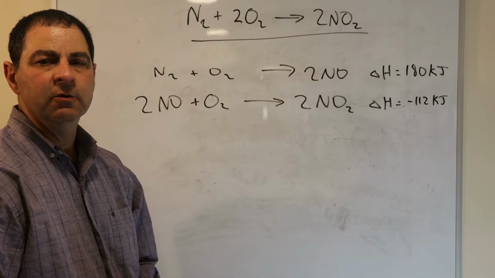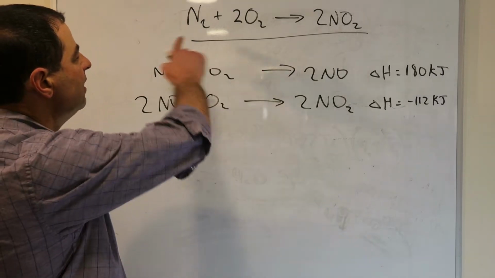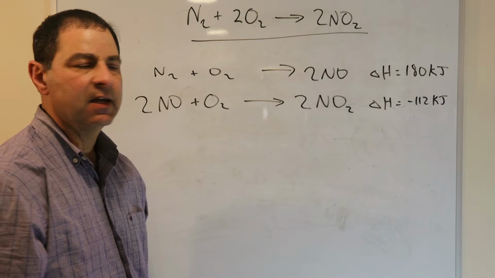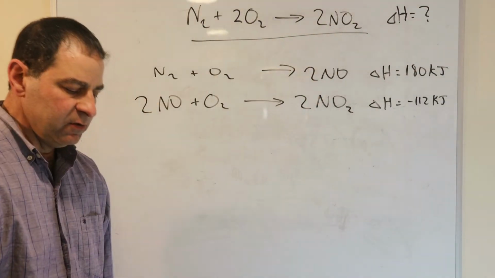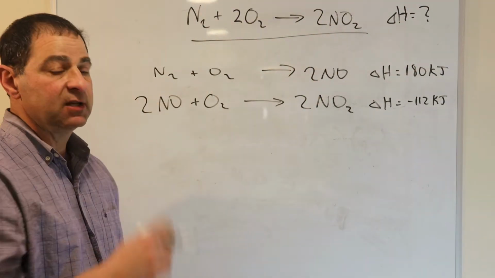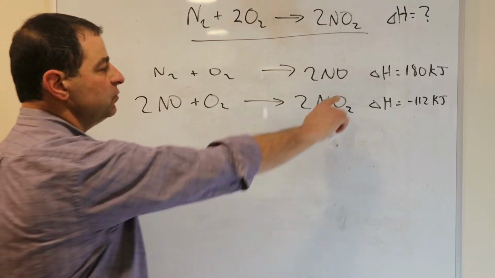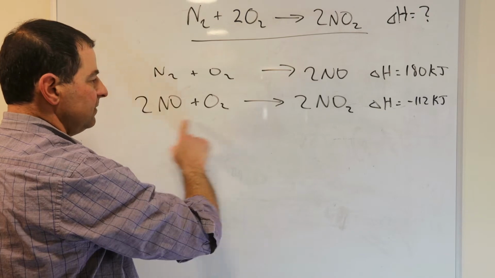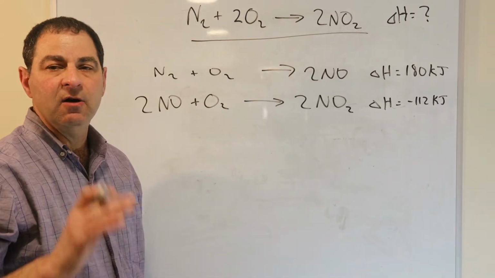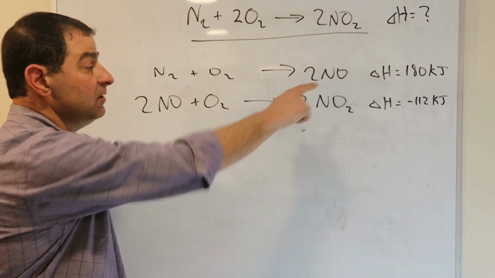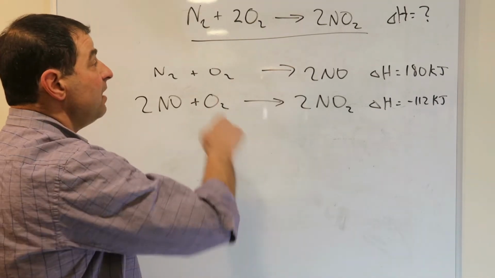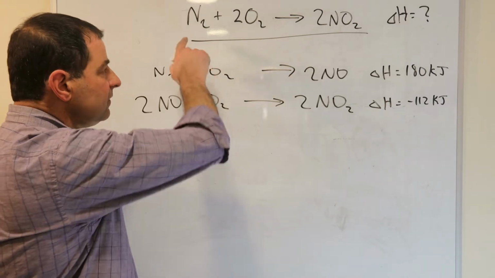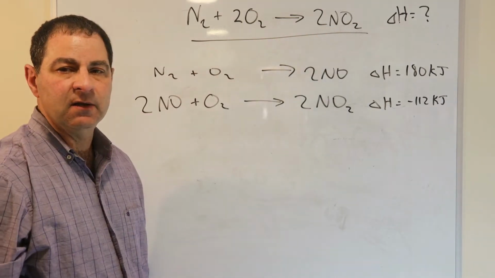In this question, we're trying to find the heat of reaction of nitrogen plus 2 oxygen produces 2 nitrogen dioxide. In order to do that, we can't directly measure it. This reaction actually takes place in two distinct steps, which we know the delta H for. One of the steps is this reaction, and one of the steps is this reaction. Somehow, we need to combine those two reactions that we know the delta H for to sum up to equal this one. When added together, we need to come up with our end result.